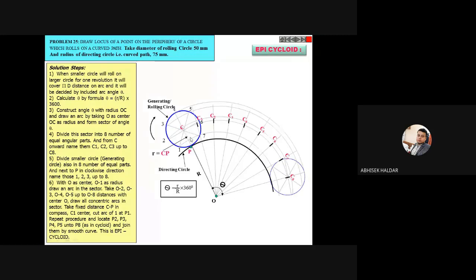You take CP in your compass, place it at C1. Which arc line should I cut? You tell me now. As I told, the same one, like 1 to 7. Yes, the 1-7 arc line is the same arc line. You see, this is the part.